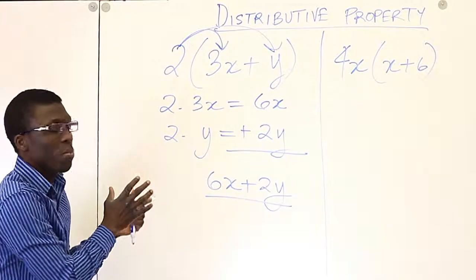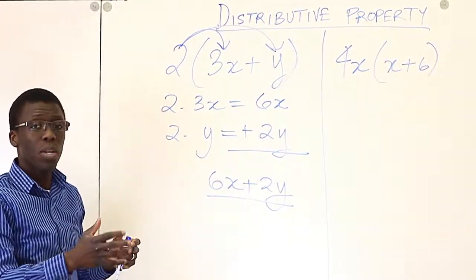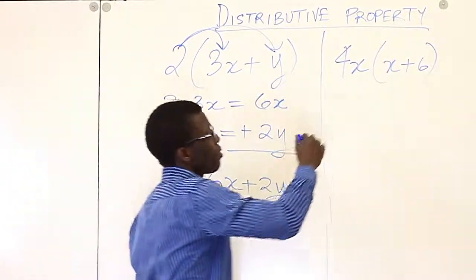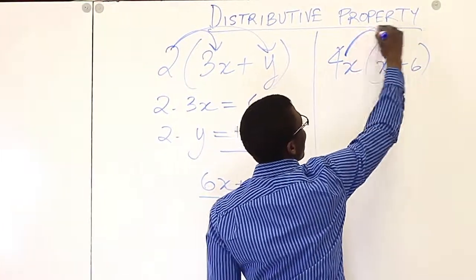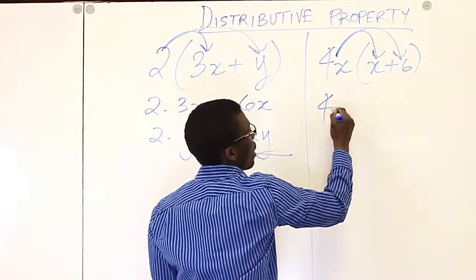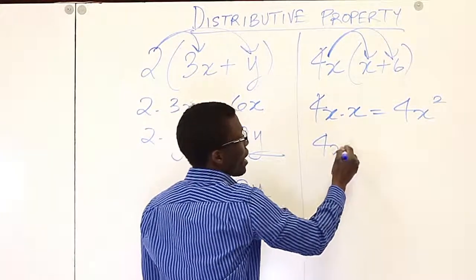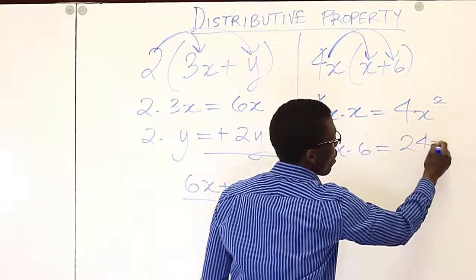okay? So if you know how to multiply, and you know your rules of exponents, you should be able to use the distributive property. Well, let's look at another principle here. So you have 4x multiplying x plus 6. So you get 4x times x, which is 4x squared, and you get 4x times 6, which is 24x.